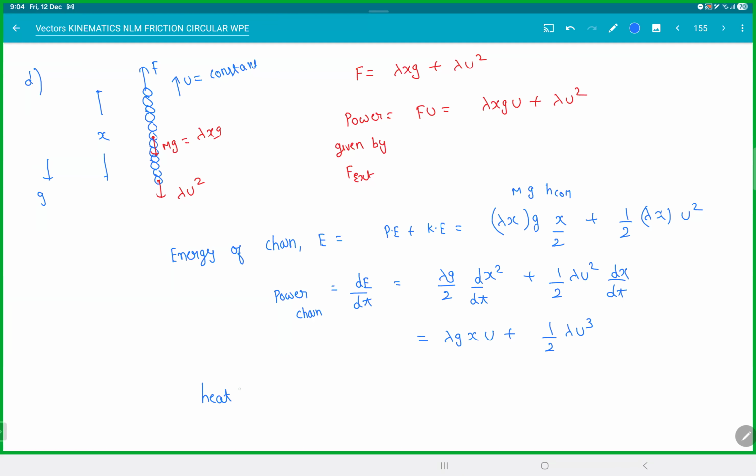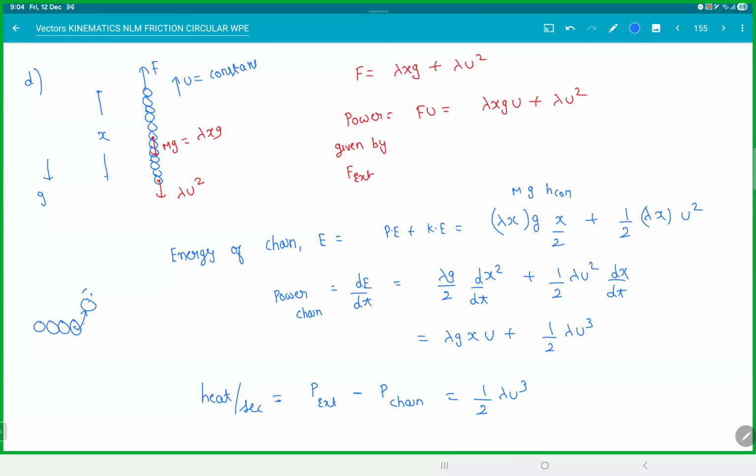The heat produced per second is the power due to the external force minus the power absorbed by the chain. They are not equal. You get a difference of half lambda u cube. The external force is giving more energy per second, but for some reason, you're not storing all that energy. Something is becoming heat. The reason actually goes like this. We'll not go too much into this. The chain which is at rest and the chain which is moving: when the moving chain suddenly hits the chain, it stops. So it's kind of like an inelastic collision, isn't it? The chain starts with some speed, hits the chain which is ahead, and both go with the same speed.